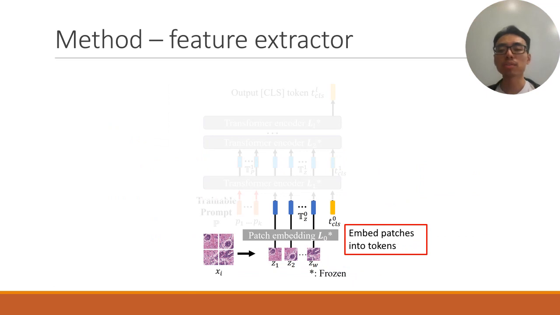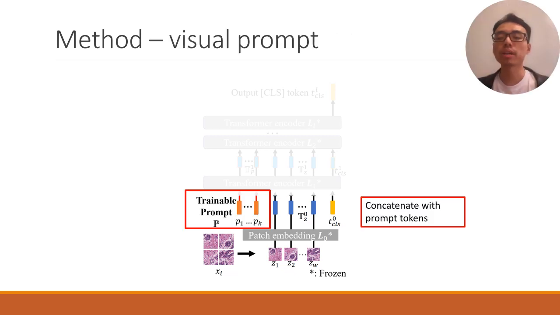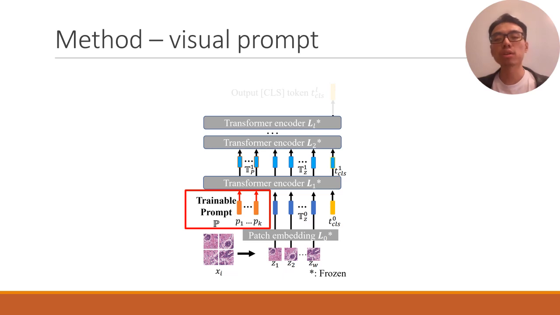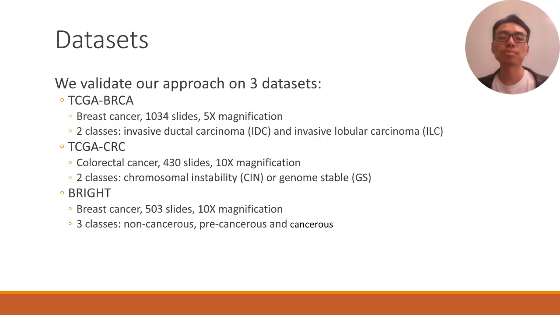Our feature extractor is a standard ViT transformer. Now let's see how it behaves when we give it a prompt. We divide the input image into patches and embed them into tokens. Then we concatenate these tokens with a class token and one more triangle prompt tokens to form our new input tokens. These new input tokens will be processed by frozen transformer encoders. In the end, we use a final class token to represent the input image.